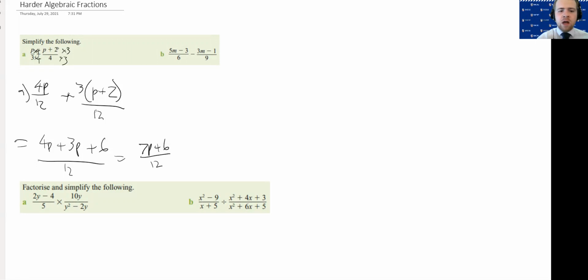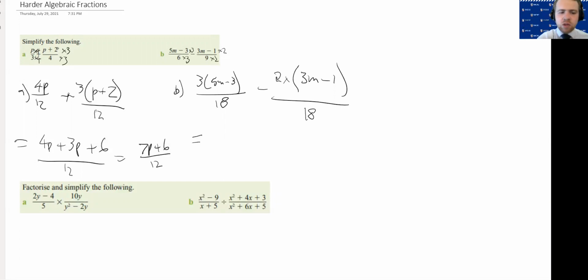For B, we've got to think about what we're missing. So we've got to think of a common denominator between 6 and 9. The common denominator is going to be 18. So I'm going to need to multiply all of this by 2, all of that by 2, and then all of this by 3, and all of that by 3. So what I get is 3 brackets 5m minus 3, because we're multiplying all of that by 3, not just one of those terms, over 18. And then minus 2 times 3m minus 1 over 18.